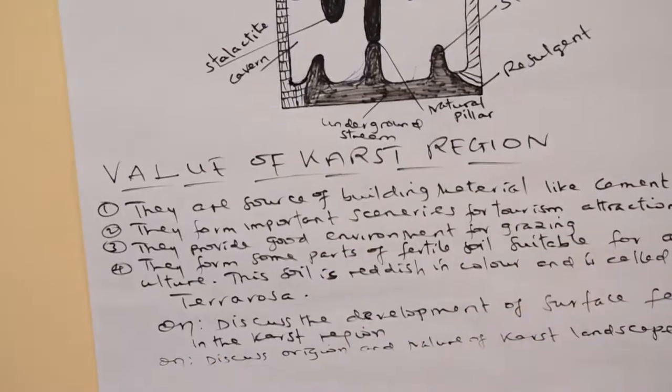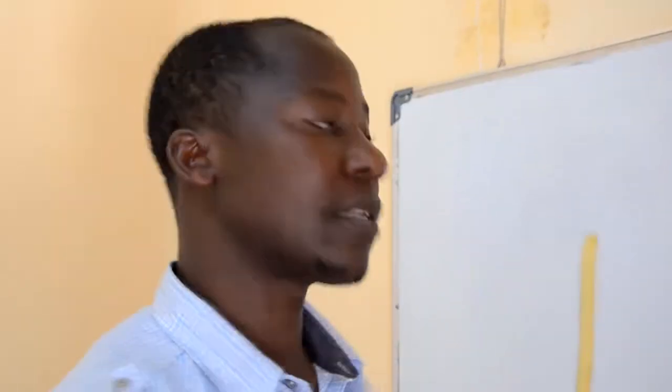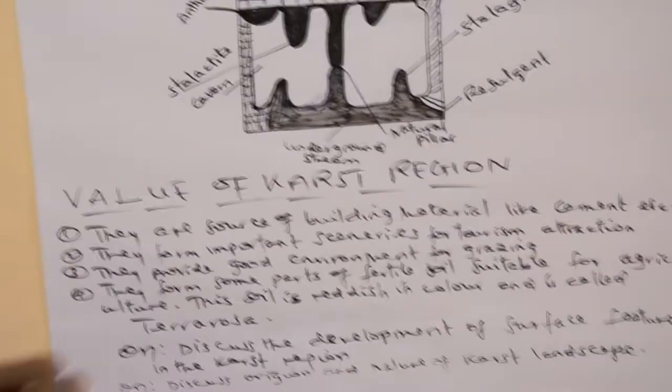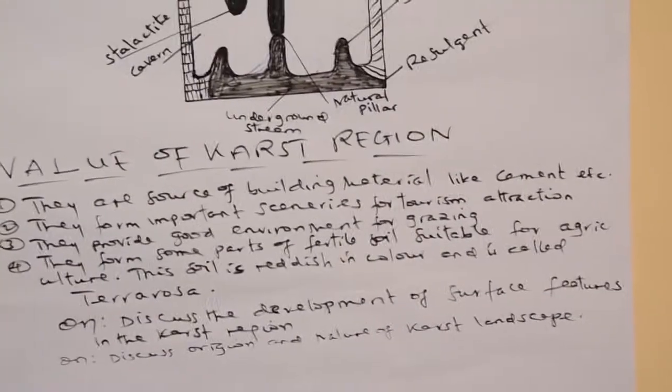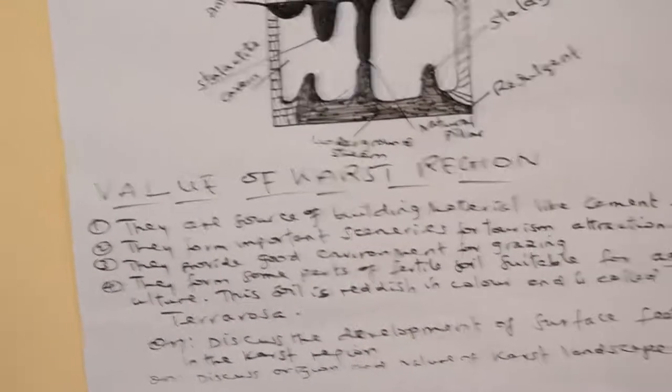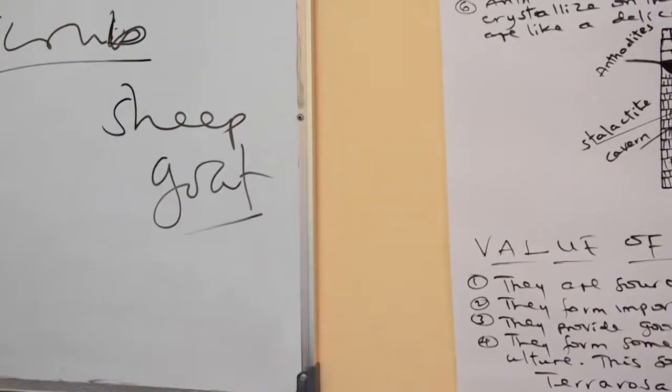Another, they provide a good environment for grazing. Although most of the landmass has no vegetation, the vegetation that takes place in this region is scrub in nature, or poor vegetation. But there are some areas considered to have good pasture, which is potential for grazing, maybe sheep or goats. Therefore, there are some areas which are a good environment for grazing.